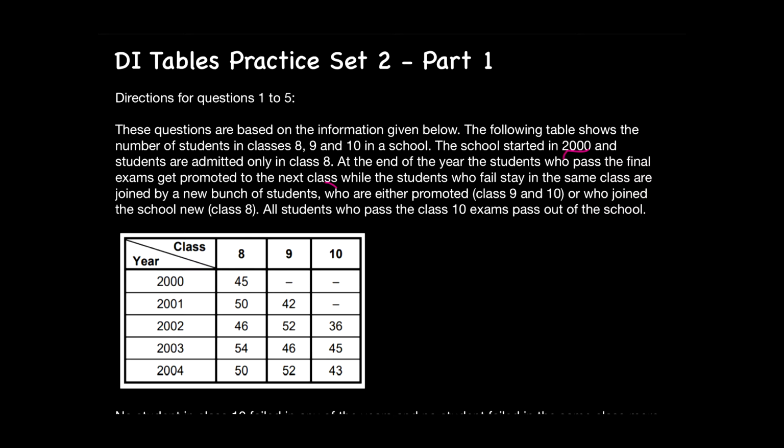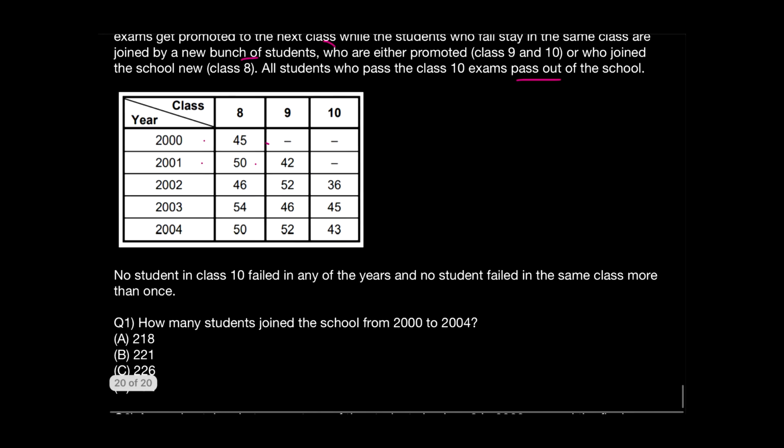The next thing is they are joined by a new bunch of students. That means in 2000 and 2001, if I see 45 and 50, some students got to standard 9 and some students stayed back, and the remaining new number which you see is the new joinees in that year. Now, the next thing we have to consider is the people who got promoted and who got to standard 10. After completing standard 10 they pass out of the school, so they are gone. This is one piece of data we need to keep in mind.